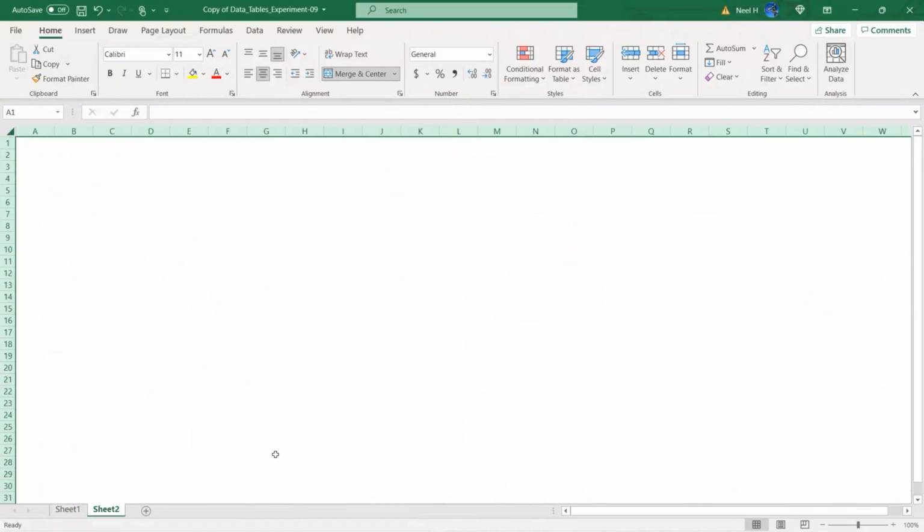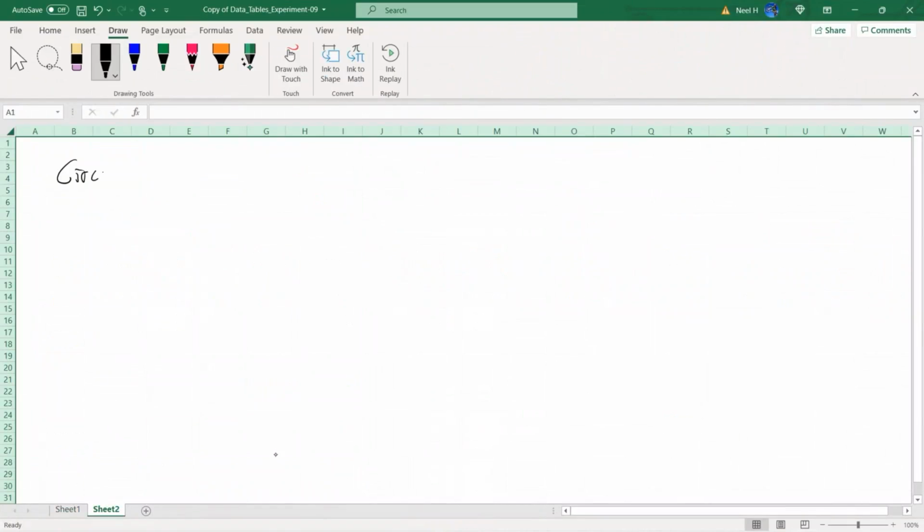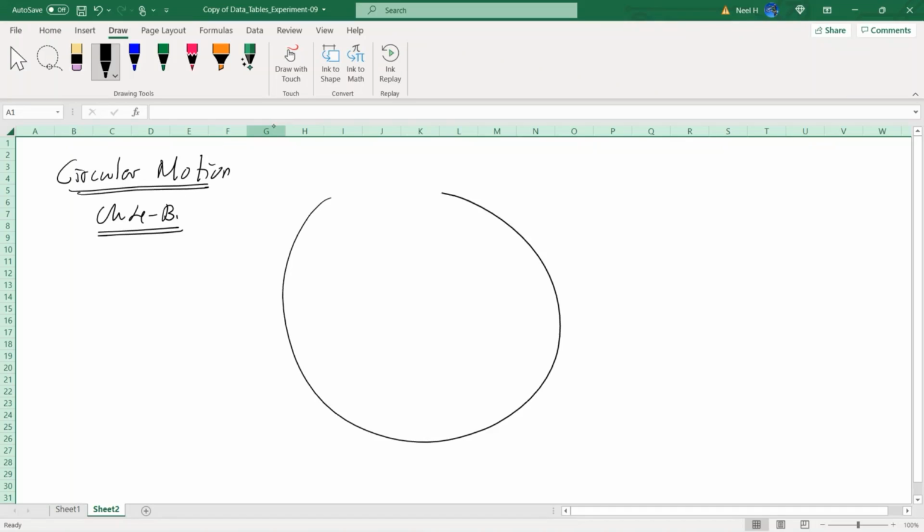Okay, so this is a very simple experiment. The basic ideas we discussed a few chapters earlier in the semester. Let's talk very briefly about the idea of circular motion. Uniform circular motion we discussed in chapter 4, part B.